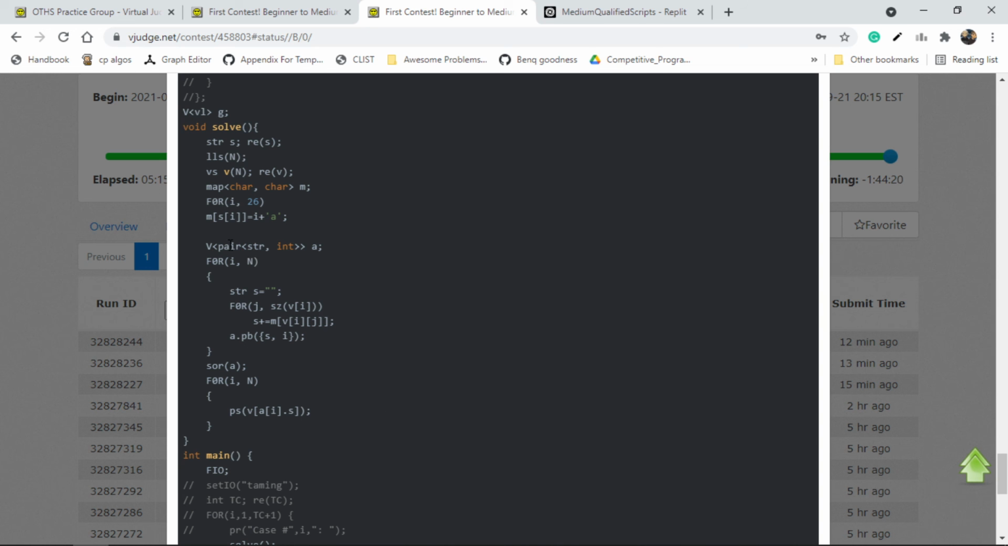I use pair, which we discussed in class today. Map, you guys don't know. This is a vector, which is similar to ArrayList in Java.